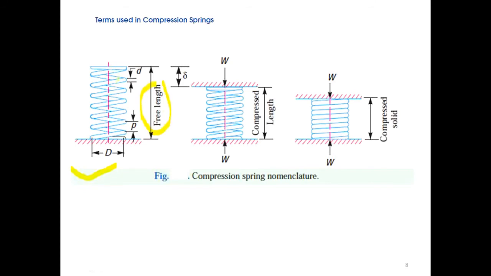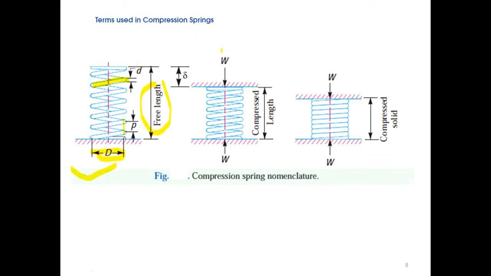Then d indicates the diameter of the wire. d is the diameter of the wire. In some cases it is rectangular, but in this case a circular cross section is present for this wire. Then p indicates the pitch. The pitch is defined as the distance between two adjacent coils, so this is the pitch of the coil, and D is the mean coil diameter of the spring. So this is the mean coil diameter of the total spring.